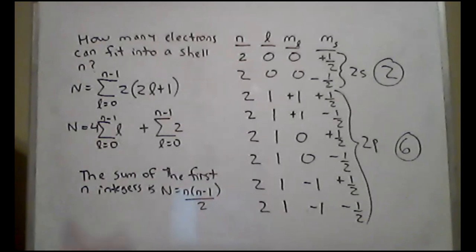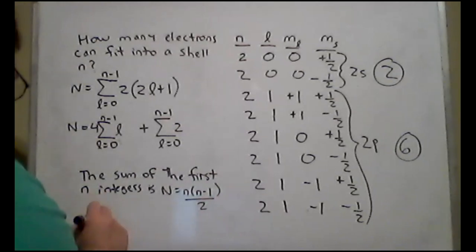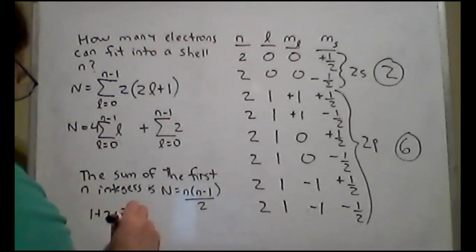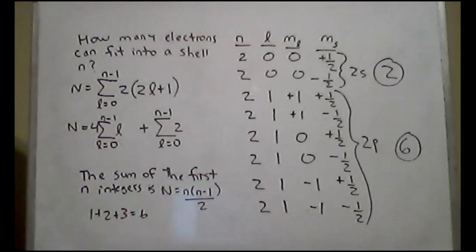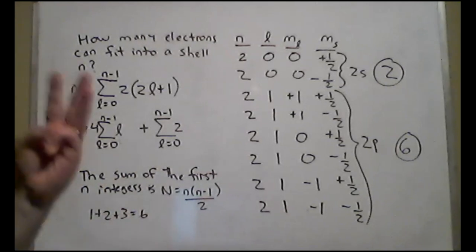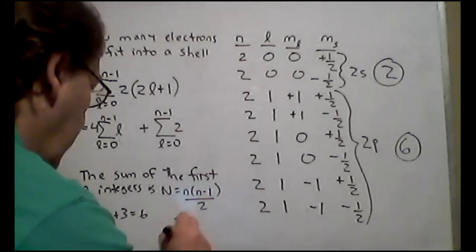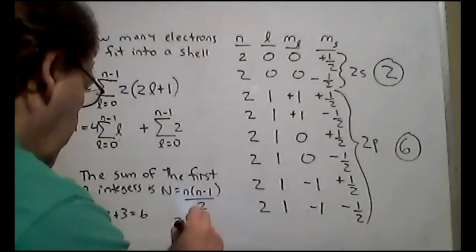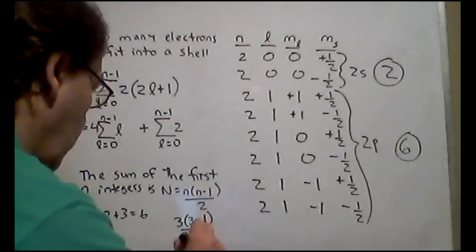So if you add up, let's say I want to add up the first 3 numbers, 1 plus 2 plus 3, what would that be? 6. Does this work? Well, we want to first add up how many numbers? The first 3, right? So that would be 3 times 3 minus 1 divided by 2.